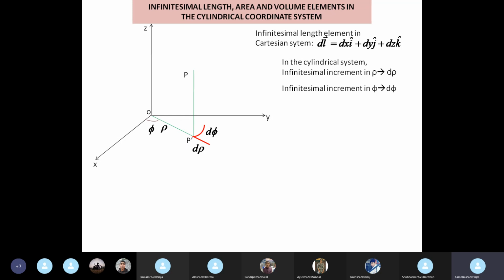So can someone suggest how I get the length increase in terms of d phi? What is the change in length, or the infinitesimal length element involved, when I increase the angle by an amount d phi? Arc length. Very good. Arc length. So the length increment due to change in phi is rho d phi.